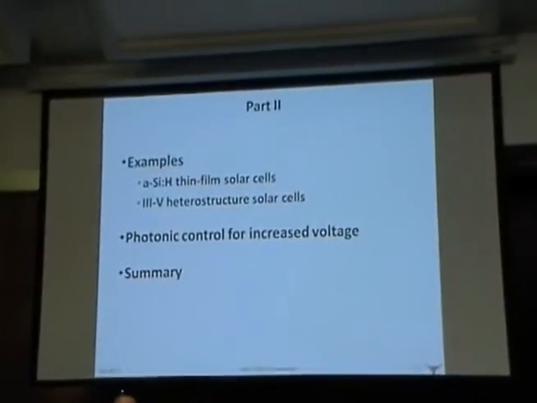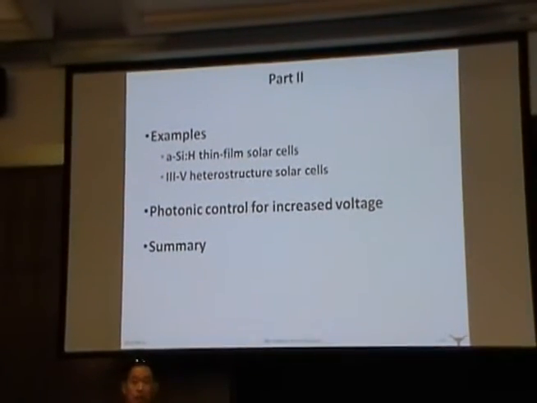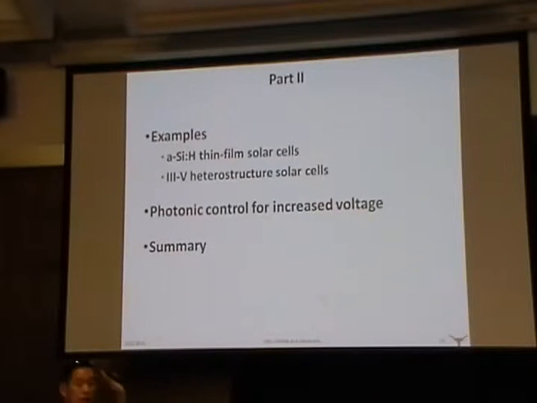Okay, so what I did in the first part of the talk was to talk about some of the underlying fundamentals that go into plasmonic phenomena, how you try to exploit light scattering, and so forth. So what I want to do in the second part of the talk is to look at a couple examples of how we and others are trying to use these ideas.